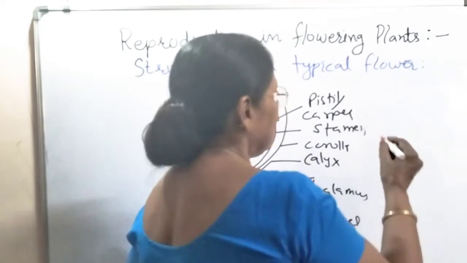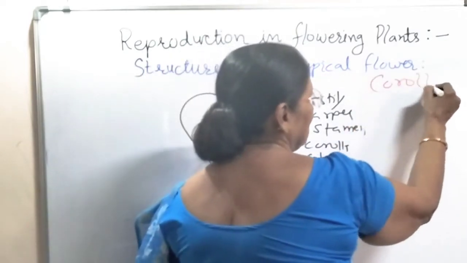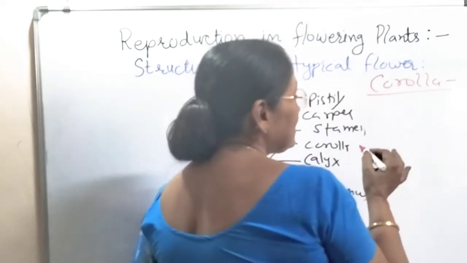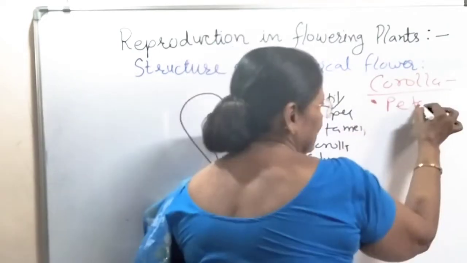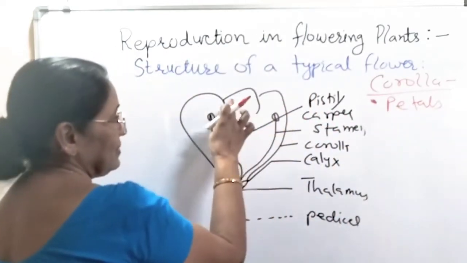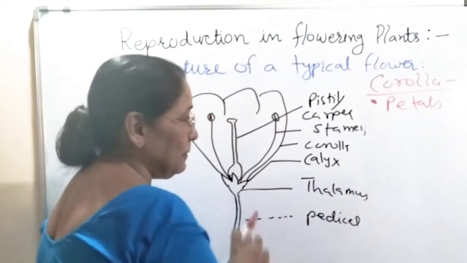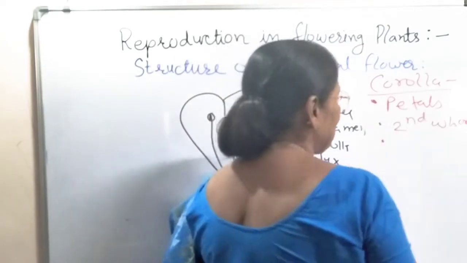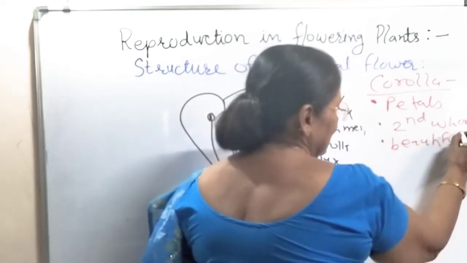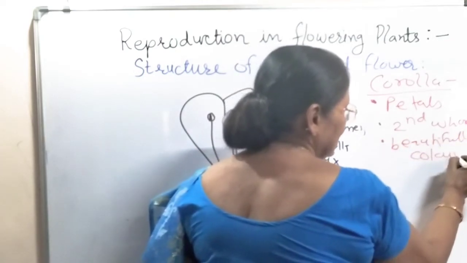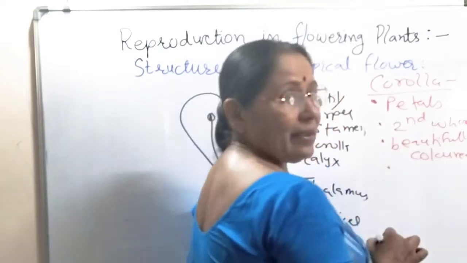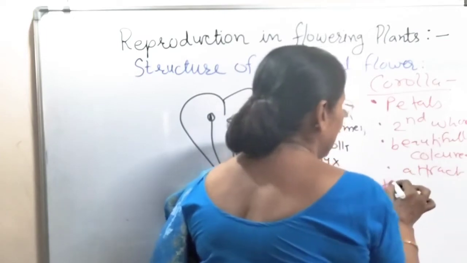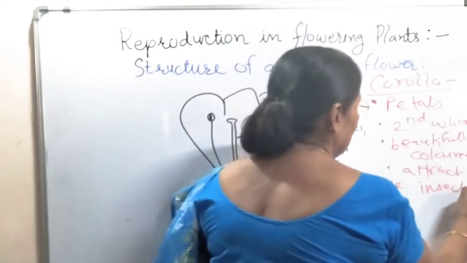Next one is the corolla. It is because of the corolla only that we say that flower is so beautiful. So this corolla, its individual members are called petals. This is one petal, this is another petal, this is another petal. This is the second whorl, inner to the calyx. They are beautifully colored and their function is they attract the insects for pollination.